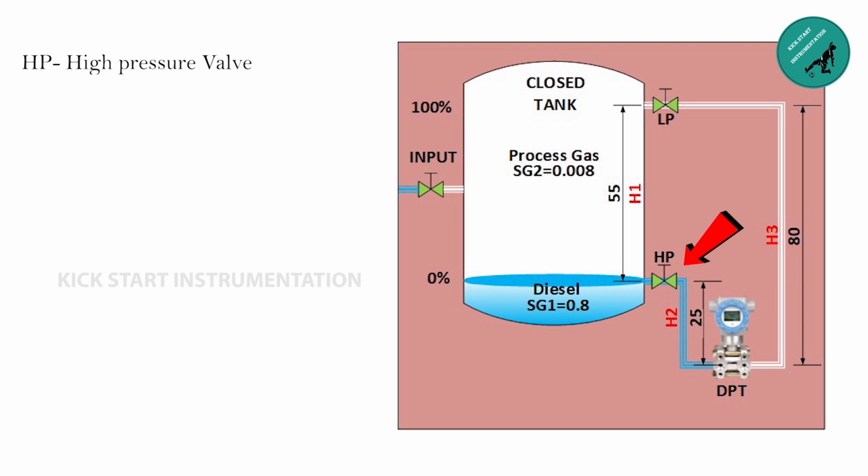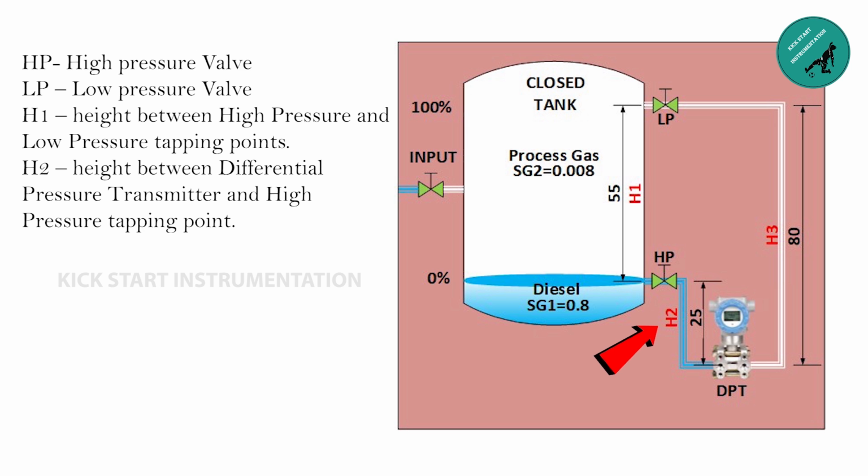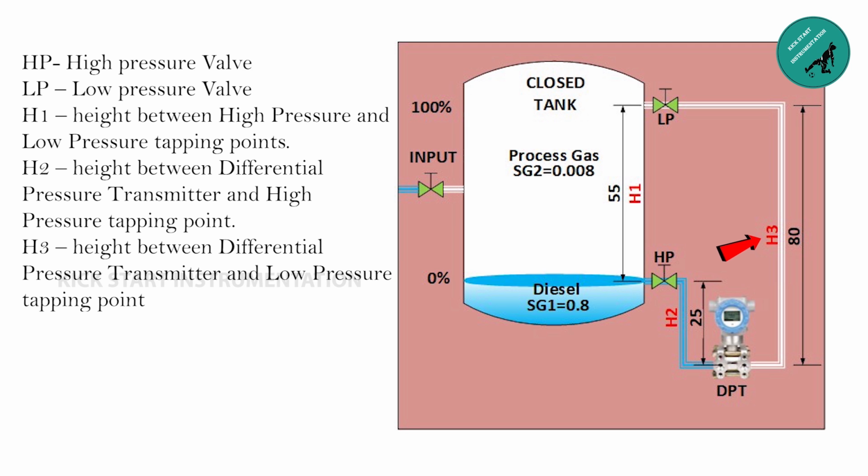HP, high pressure valve. LP, low pressure valve. H1, height between high pressure and low pressure tapping points. H2, height between differential pressure transmitter and high pressure tapping point. H3, height between differential pressure transmitter and low pressure tapping point.